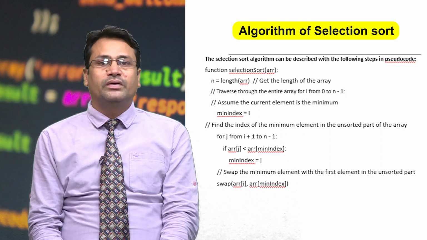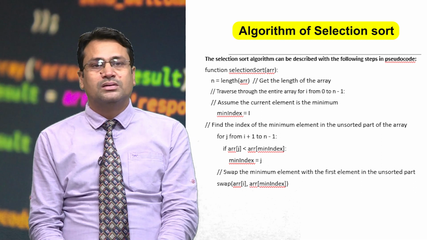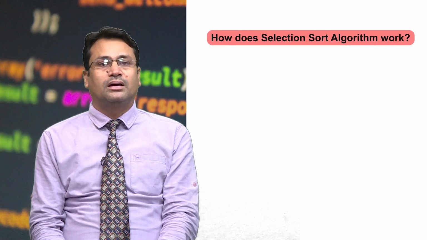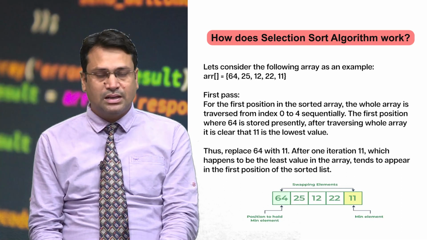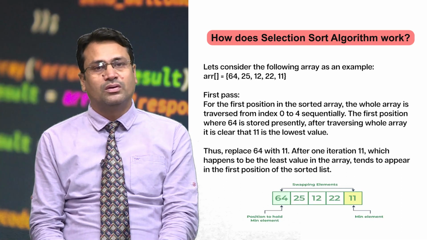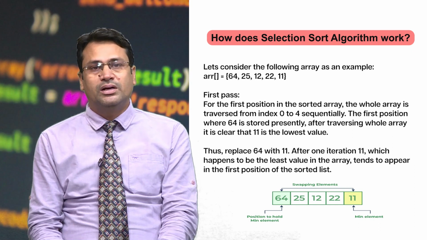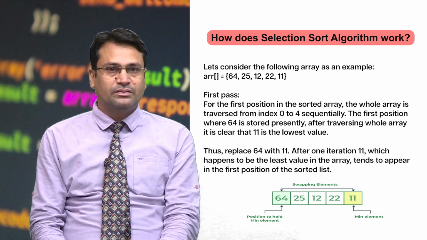Suppose we need to see how this algorithm works. So, suppose we are taking one example: we have taken one array and we have initialized the values like 64, 25, 12, 22, 11. So, we have taken these values.